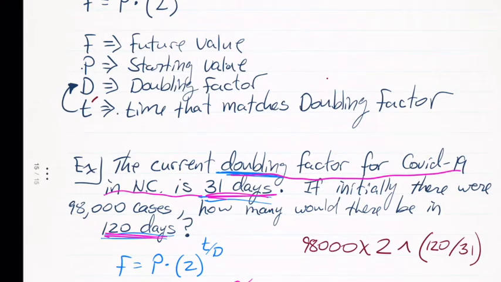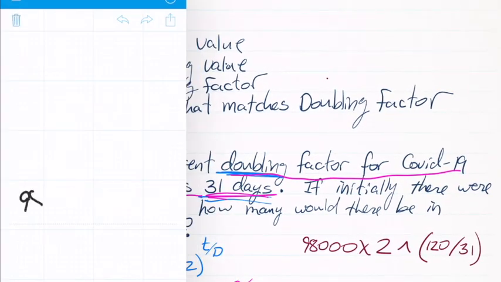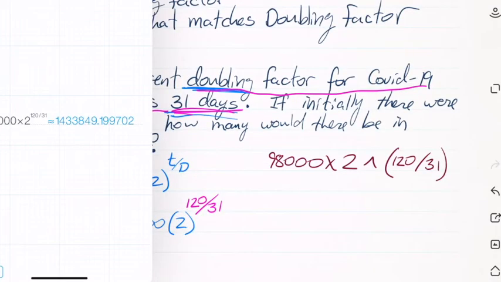Okay, let's see if my calculator will do this. So, 9800 times 2 raised to the 120th divided by 31. Hey, it did it. Awesome. So that is 1,433,849.2, but that's useless. It's much easier to write it first and then read it. So every third number, a comma. So that's 1.4 million people.